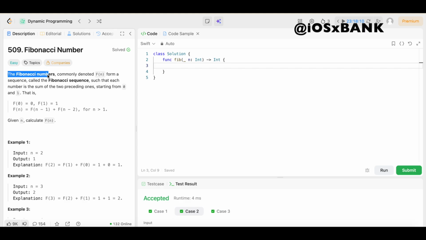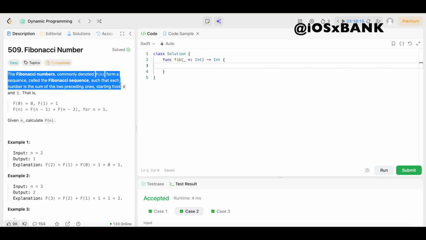Now let's see what the question says. The Fibonacci numbers, commonly denoted as f of n, form a sequence called the Fibonacci sequence, such that each number is the sum of the two preceding ones, starting from 0 and 1. That is, f of 0 is equal to 0, f of 1 is equal to 1, and f of n is equal to f of n minus 1 plus f of n minus 2 for n greater than 1. Given n, calculate f of n.